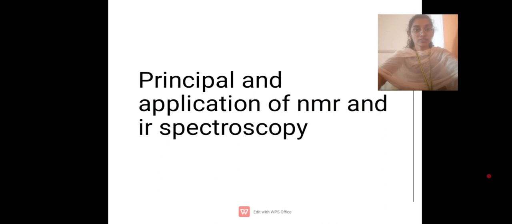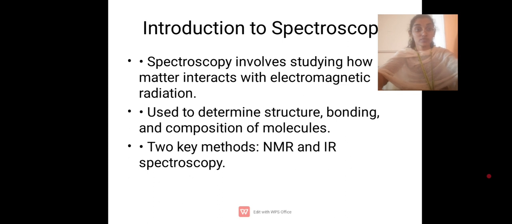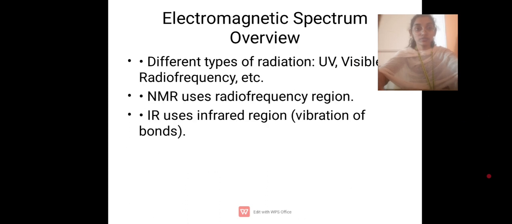Today my topic is Principle and Applications of NMR and IR spectroscopy. First, introduction of spectroscopy. Spectroscopy involves studying how matter interacts with electromagnetic radiation. It is used to determine structure, bonding and composition of molecules. It has two methods, NMR and IR spectroscopy.